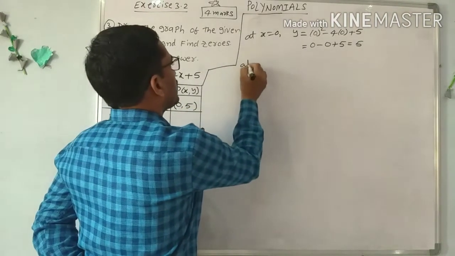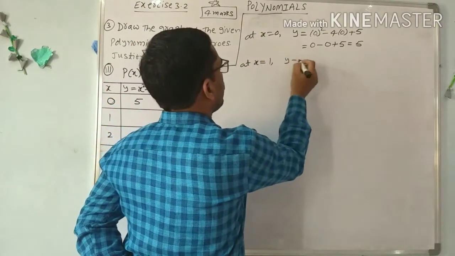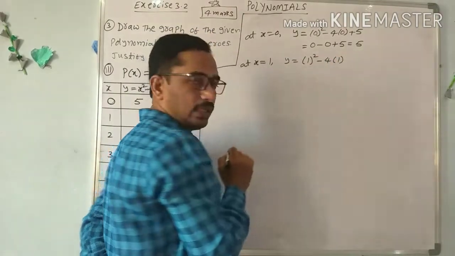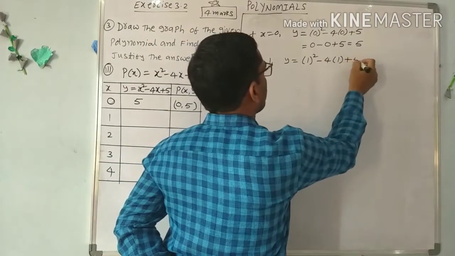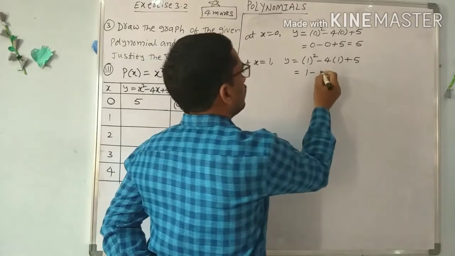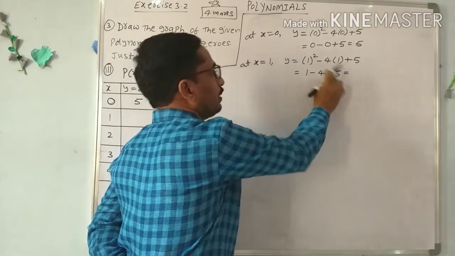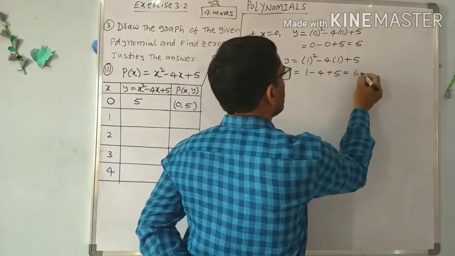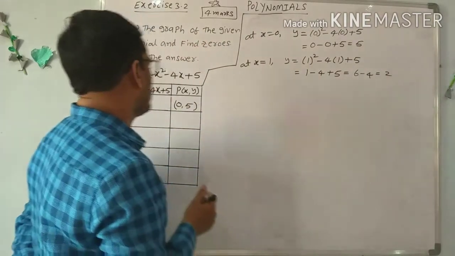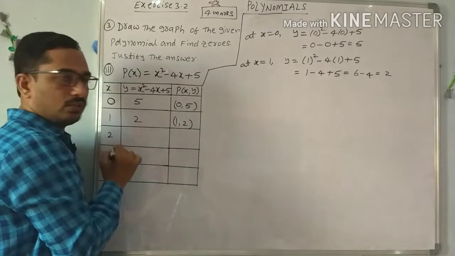Next, at x equal to 1, find out the y value. So y equal to 1 square minus 4 into 1 plus 5. 1 square value 1 minus 4 into 1, 4 plus 5. Add positive terms, 1 plus 5, 6. 6 minus 4 equal to 2. So at x equal to 1, y value 2. So coordinate (1, 2).